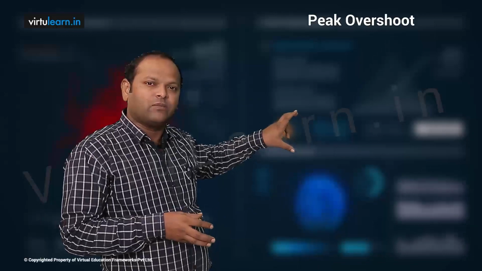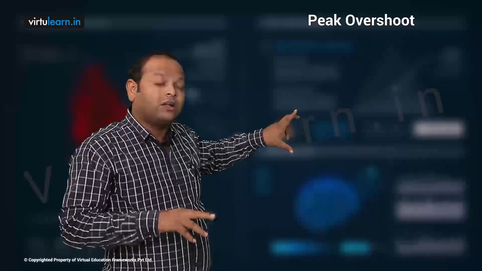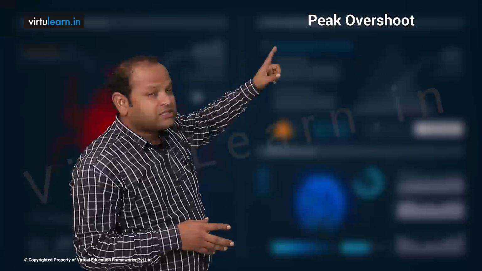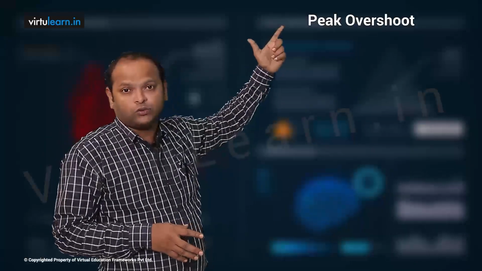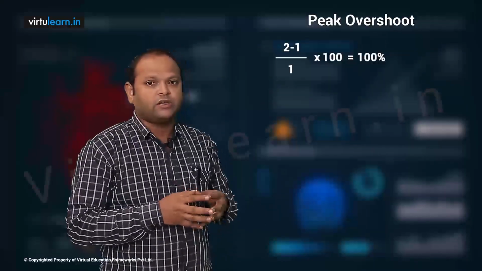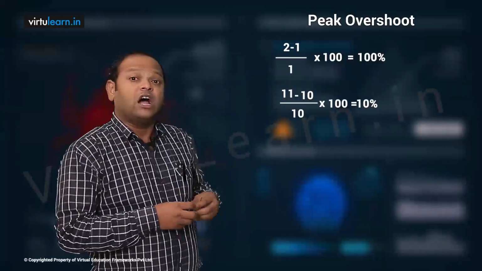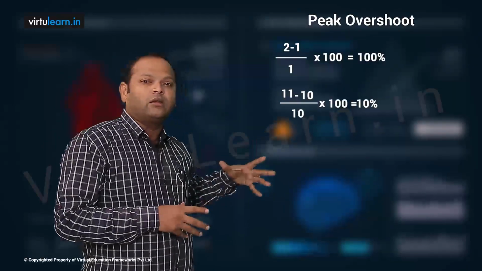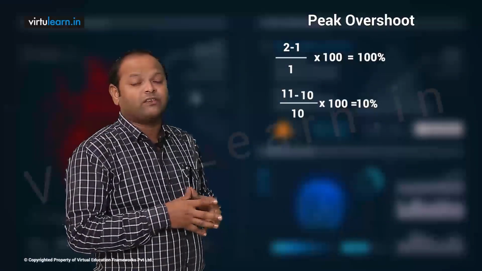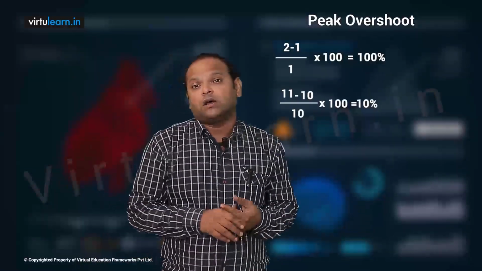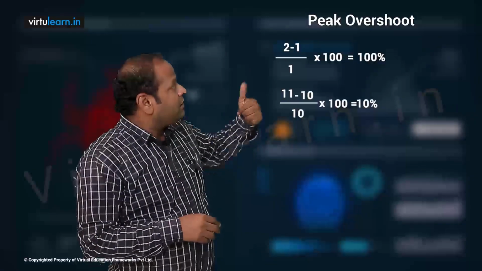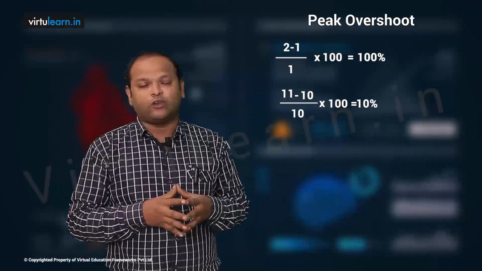But the difference of 1 in this second system is very different from the first system, because in terms of percentage, in the first system the change in the value is almost 100%, whereas here the change in the value is only 10%. So the absolute value may be 1 and 1, but in terms of percentage it is different. Therefore it is always better to express the difference in nominal terms, not in terms of the absolute value.